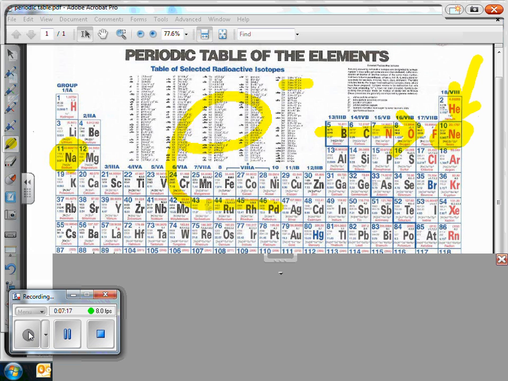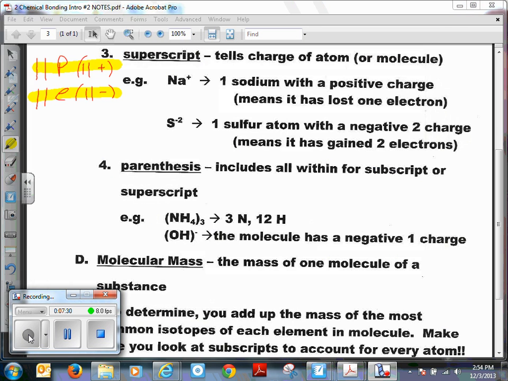And so the atom of magnesium acts like neon, but it actually is still magnesium. Okay, so that's the superscript idea. Okay, so the rest of the notes have been revealed for the rest of the day.